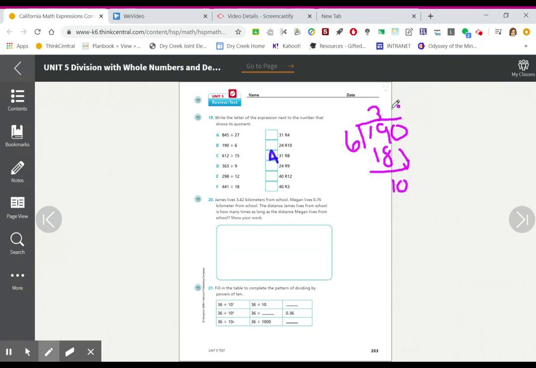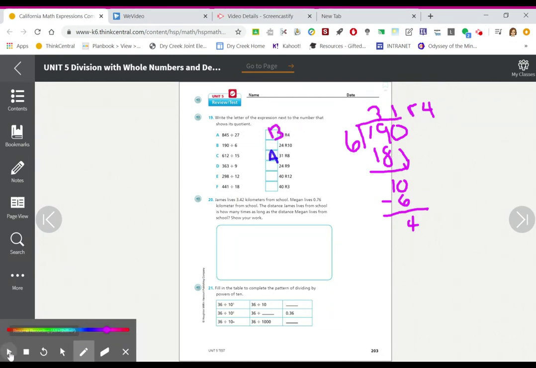6 goes into 10 1 time. And 6 times 1 is 6, so 10 take away 6 is 4. So the answer is 31, remainder 4. I go over here and I look for it, and I can write down B. So B is the top one.